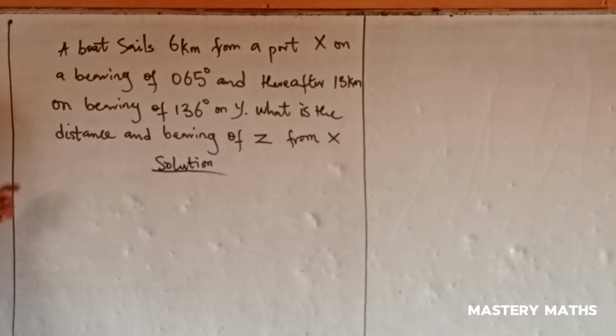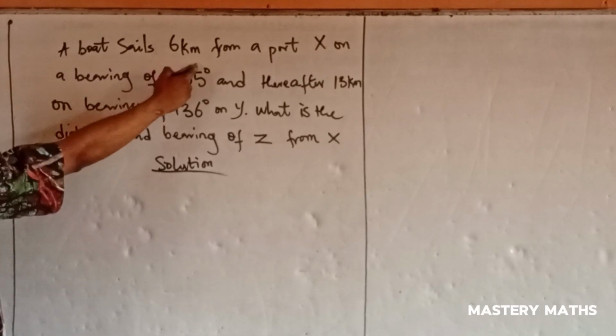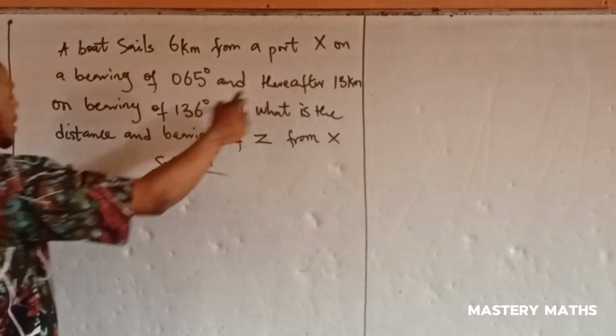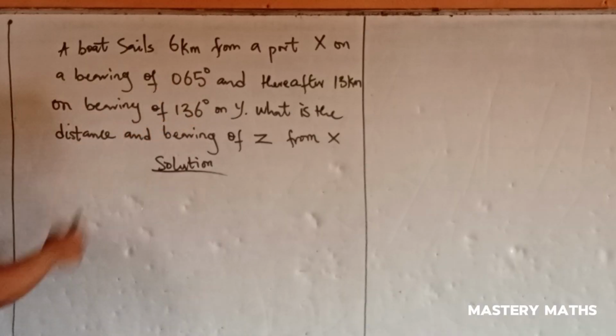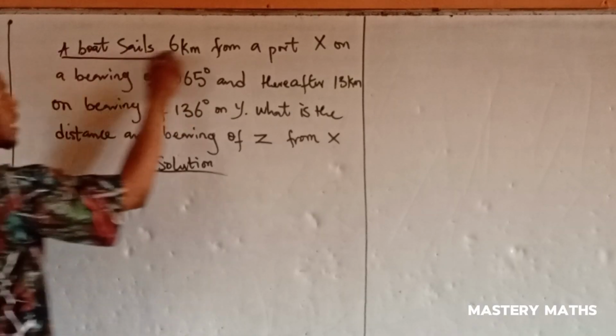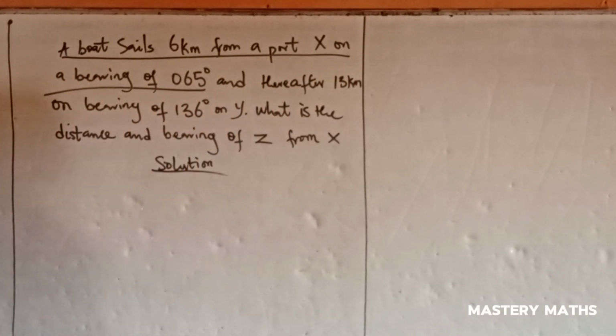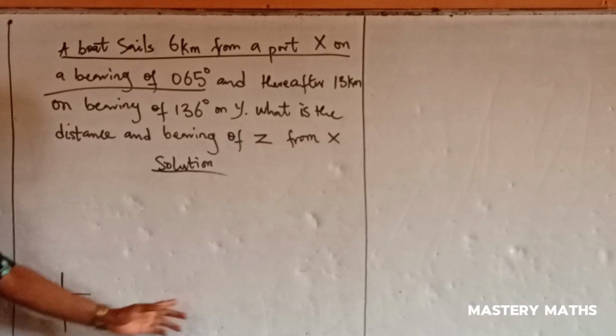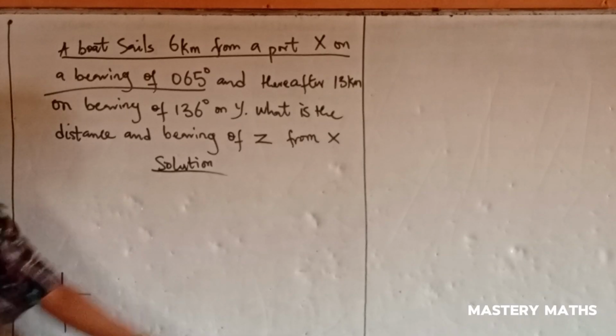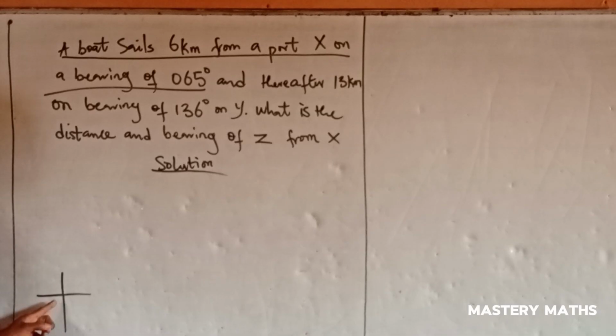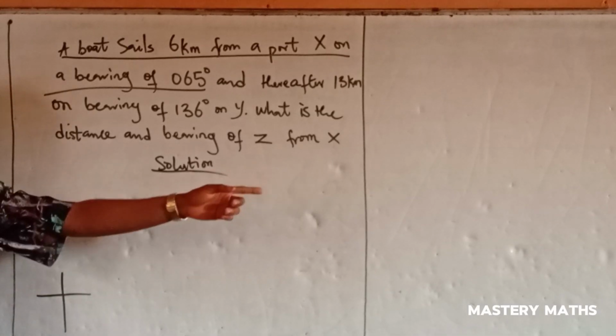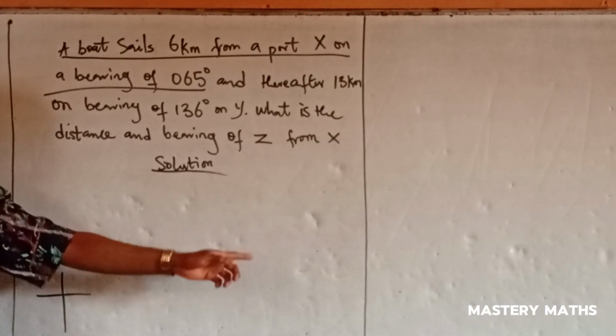First of all, let's do the first one. I said a boat sails 6 kilometers from a port X on a bearing of 065 degrees. Now first of all, let's get this part first. Before making your bearings, you have to first get the 4 cardinal points. And please, when placing your drawing, you don't start from the center of your paper. You always start by the side, because you don't know where it will be taking us to. So we start by the side of it, so wherever it takes us to, we will go in that direction. But when you start from the center, you might make a mistake.